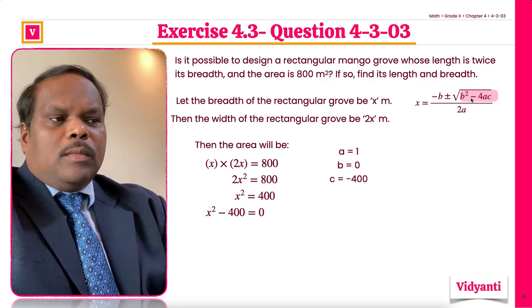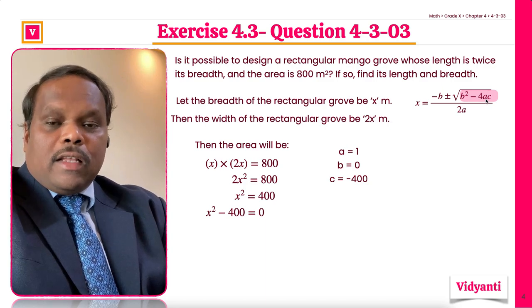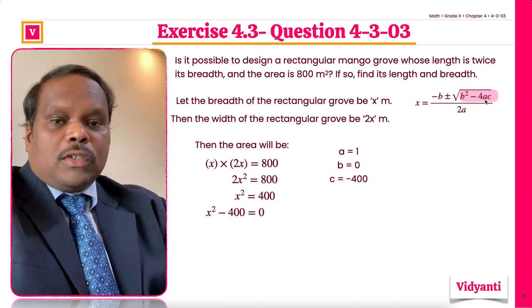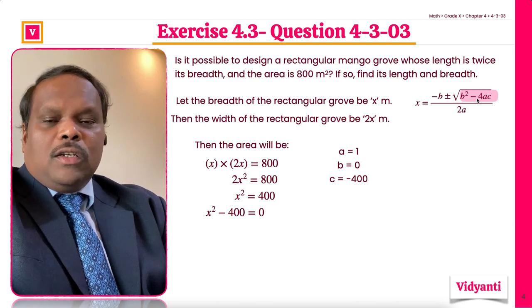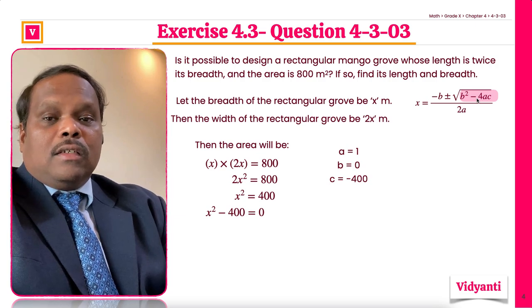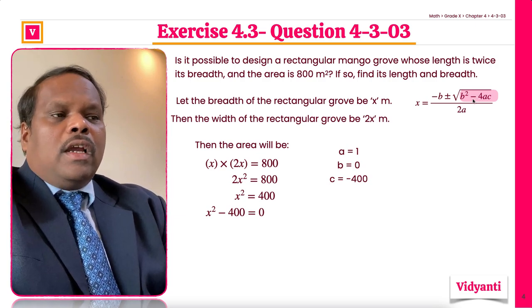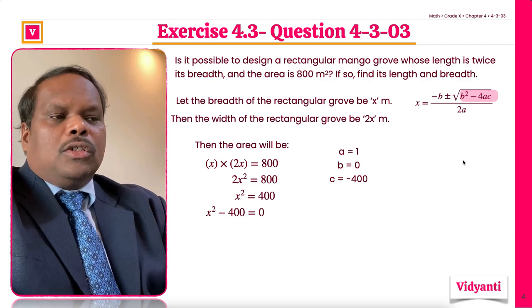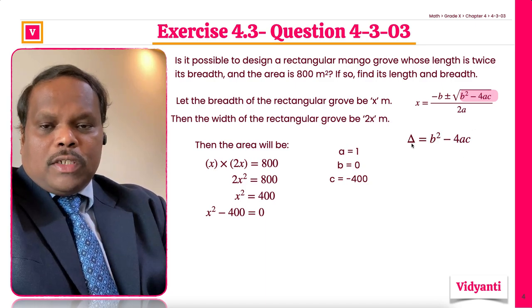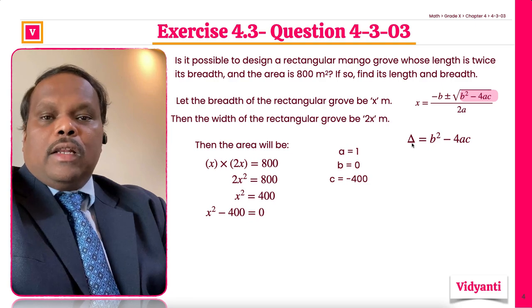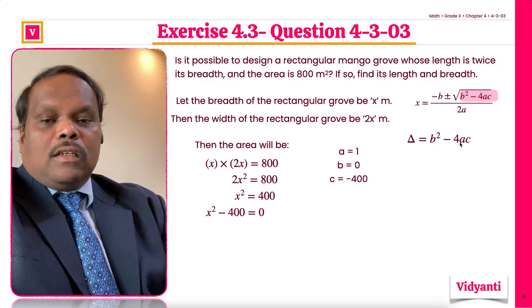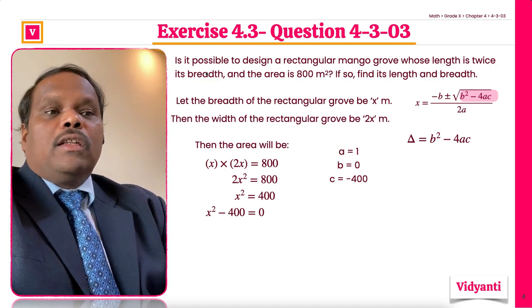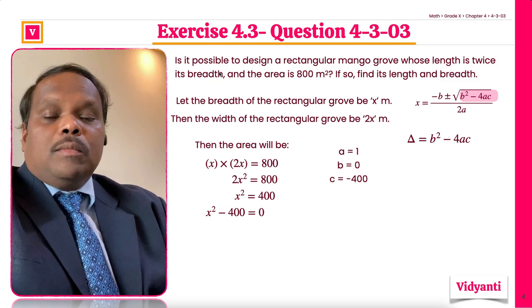Now, there are three possibilities. If b square minus 4ac is greater than 0, then we get regular real, distinct roots. If it is 0, that means nothing is added or subtracted, we get the same roots, repeated roots. And if this is less than 0, then taking the square root is impossible, so we get imaginary or complex roots. So this discriminant, which is often denoted by the letter delta, is b square minus 4ac. That is what we are going to check to find out whether this situation is even possible or not.